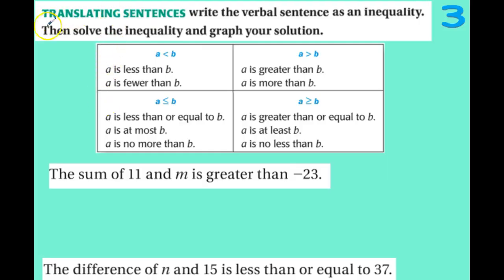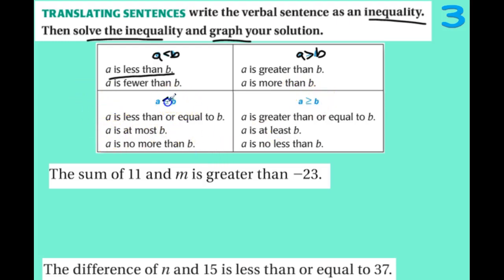Our last step here is translating sentences. So we need to write the verbal sentence as an inequality and then solve it and graph. So a few reviews here. A is like an L less than B, like it says, or A is fewer than B. Less than, fewer means the same thing. Same thing here, A is greater than B, it means the same as A is more than B.